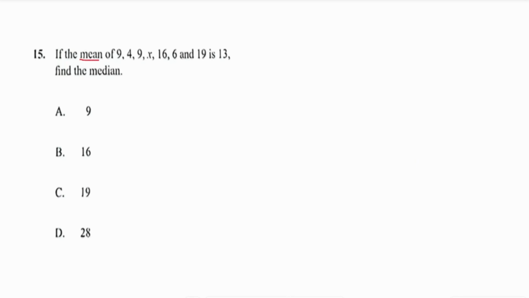The main information here is that the mean of these numbers is 13, and what we have to do is to find the median of the numbers. For us to be able to do that, we need to know the value of x, because the median is the middle number when the numbers are arranged in order of magnitude. That is either ascending or descending order. So if we don't know the value of x, we'll be able to arrange all the other numbers, but then we'll not know where to put x. So we're going to solve for x.